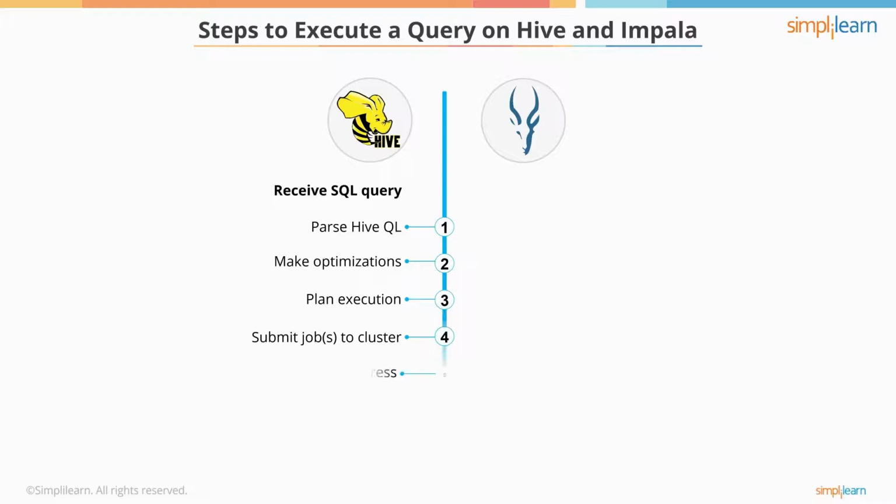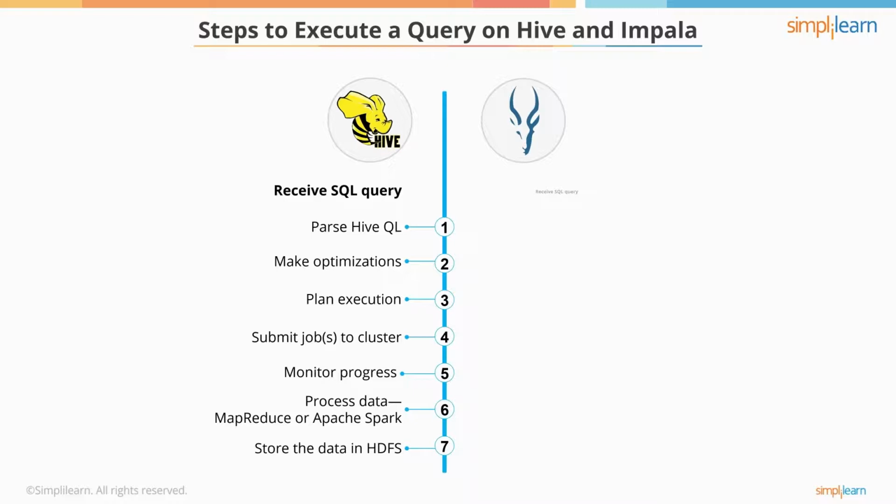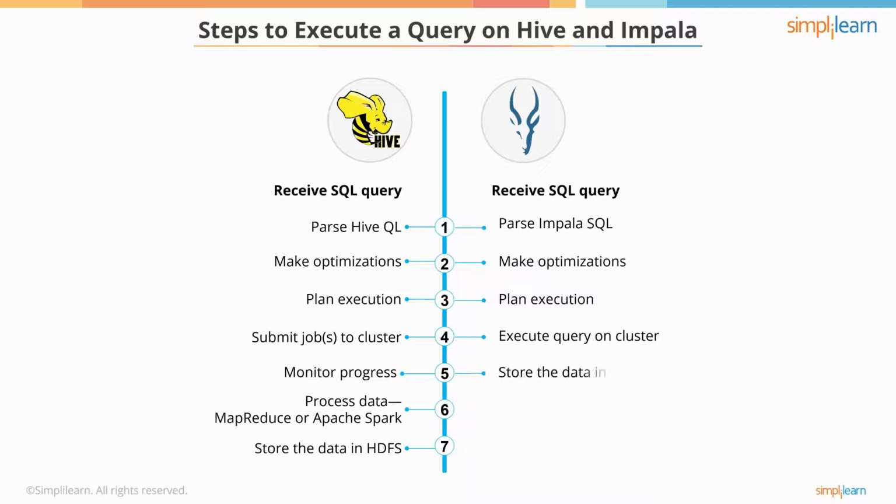A SQL statement needs to be parsed, it has to be optimized, and an execution plan needs to be generated. But that's where the similarities end. For all the subsequent steps, Impala goes directly to the data, while Hive needs to take several additional steps. The SQL commands need to be translated into MapReduce code, and then MapReduce jobs need to be submitted to the engine and then executed, and the data finally returned and stored in HDFS. So those are the main differences in how the query is executed in Hive and Impala.